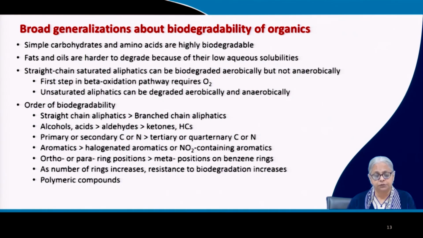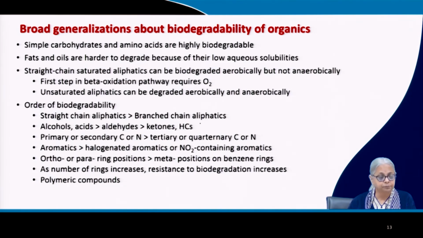Straight chain saturated aliphatics can be biodegraded aerobically but not anaerobically. The first step in the beta oxidation pathway requires oxygen, and the second step can be done under both aerobic as well as anaerobic conditions. Unsaturated aliphatics can be degraded both under aerobic as well as anaerobic conditions. I've already mentioned all of this. Straight chain is easier than branched. Alcohols and acids are easier than aldehydes, easier than ketones and hydrocarbons.